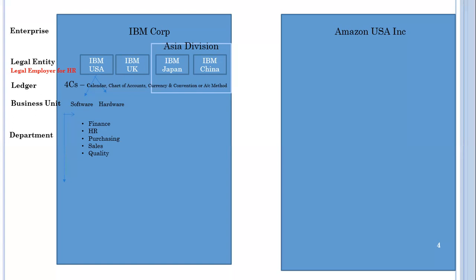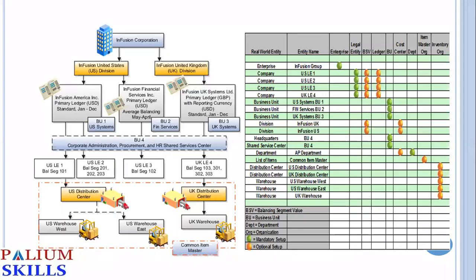All right. Let's take a real life example of how a company may be organized in reality. Here's an example of a company called Fusion Corporation.